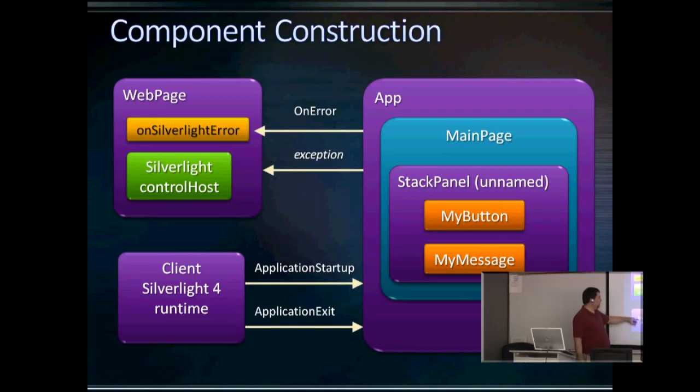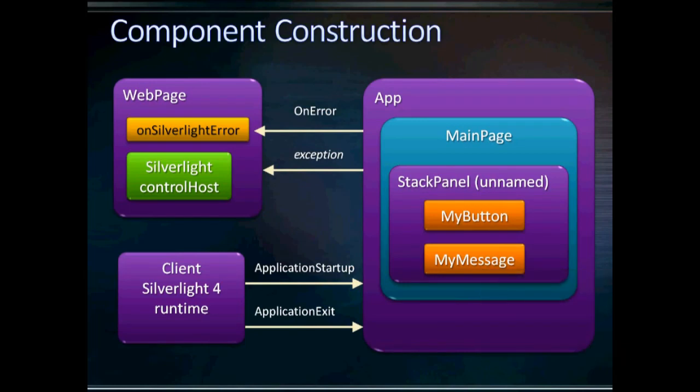Okay, the Silverlight 4 runtime has things like application startup and application exit events, right? It's the one that knows when it's loading stuff. And part of that's through the container hierarchy. And inside here, we're going to have communication. We had a main page, and inside there, we had a stack panel. Think of this as containment. You build objects inside objects and how they interact and how they lay out.